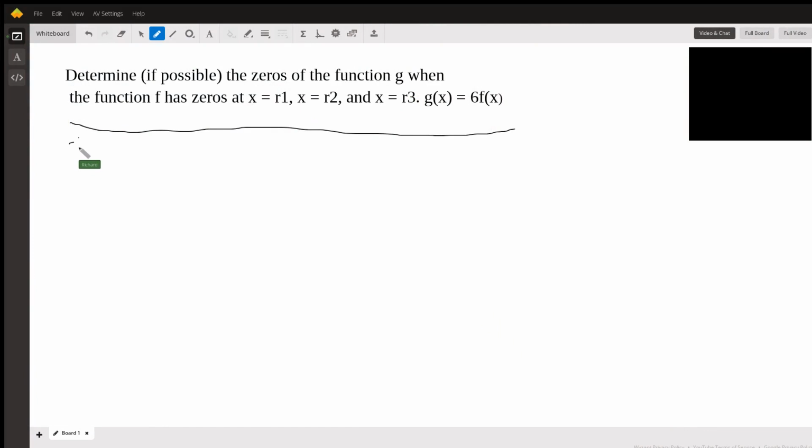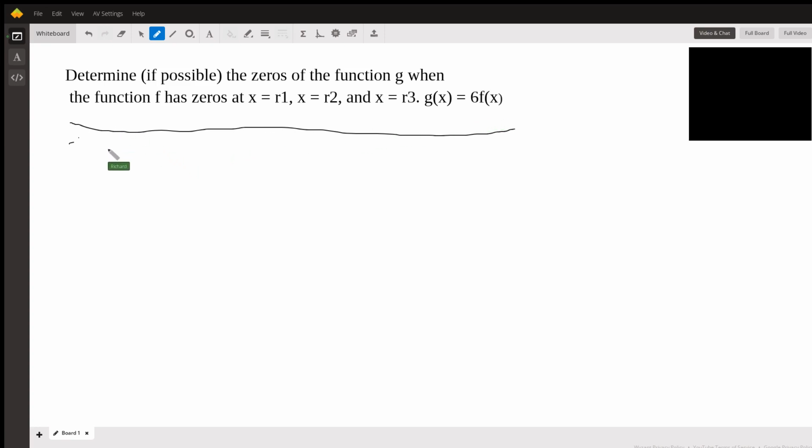This question might seem impossible to answer at first. They're saying if the zeros of a function f have three zeros here at r1, r2, r3, what are the zeros of g, this other function g, which is 6 f of x? And you might be thinking, oh, how can I possibly do that?